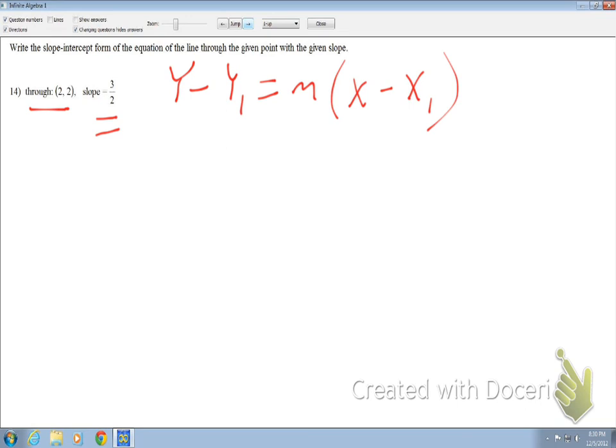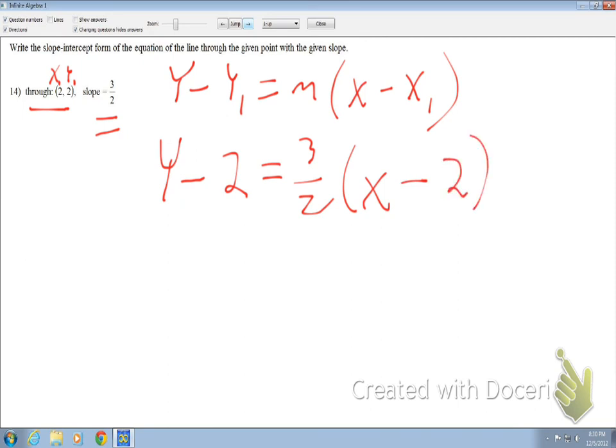So remember, every ordered pair is an x and a y. So that makes this x1 and that y1. All I have to do is plug in my values. I take y minus y1, which is a 2, equals the slope, which is 3/2, times x minus x sub 1, which is also 2. So there the x and the y are the same. We plug them in, and hopefully you're not confused on which is which.